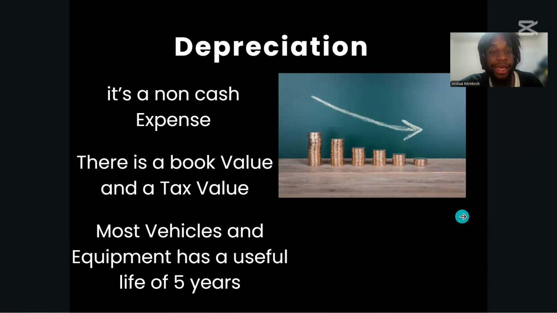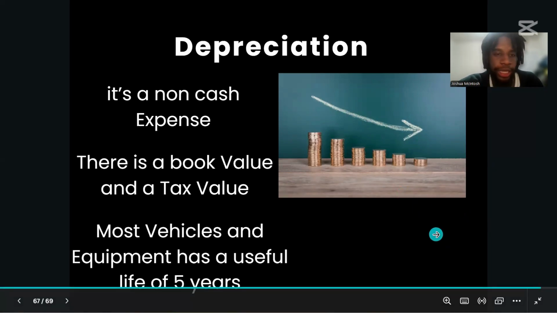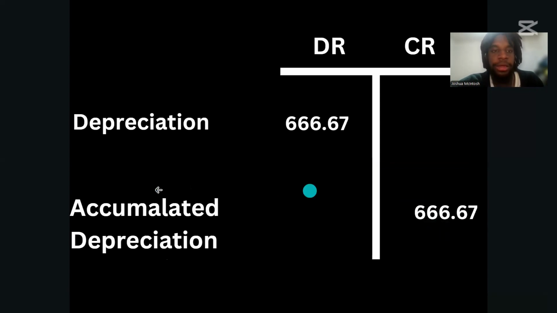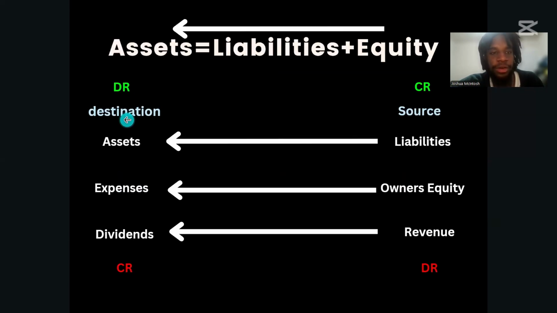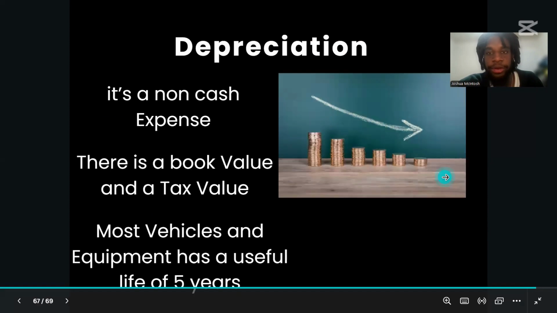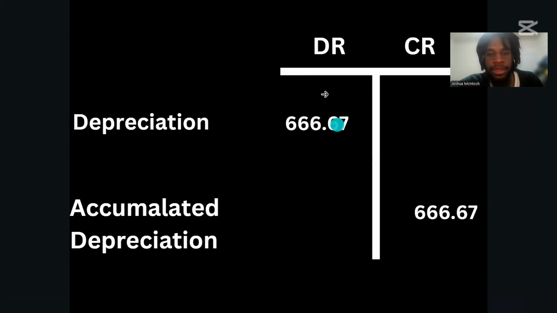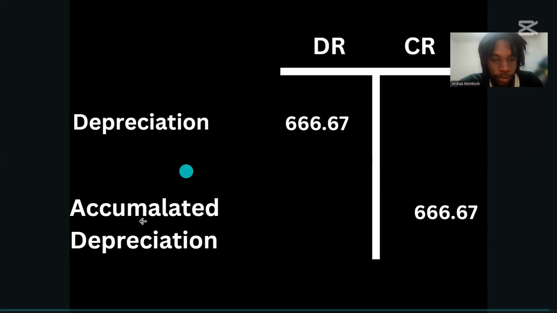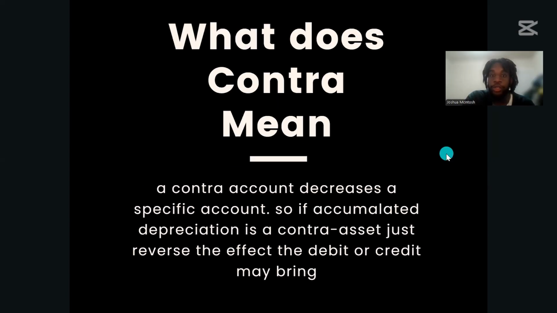All right, let's take this back to depreciation. We know depreciation is a non-cash expense. And since it's an expense and it's on the destination side, we are going to debit it around $667. But what's accumulated depreciation? Accumulated depreciation is a contra asset, or a contra account. So a contra account decreases a specific account.